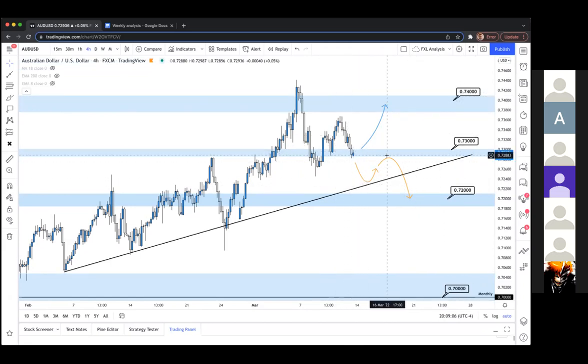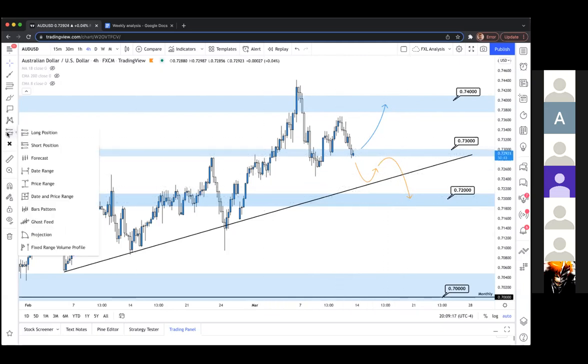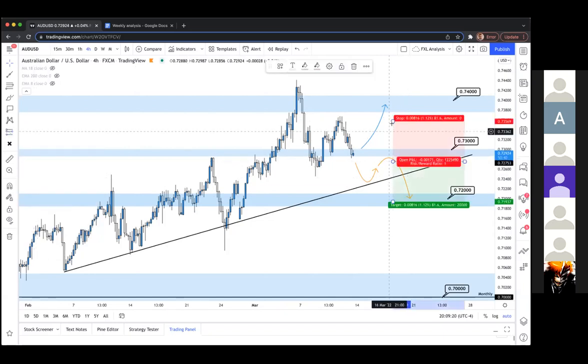If we break below this level, remember this is where the higher low is, if we break below that and get structure in the form of a lower high, retest of this level, 0.73, that would be reason enough to enter. We could scope out some good opportunities in there. Again, it's all about price action.